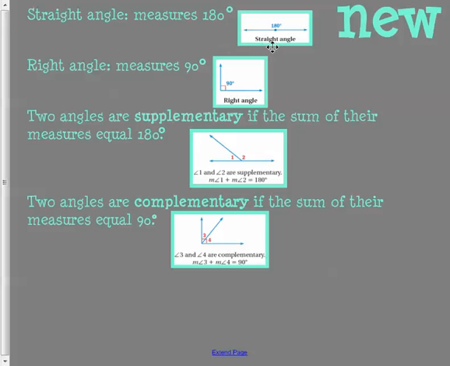We already know a straight line measures 180 degrees. So if we have a supplementary line, then we have two angles together that equal 180 degrees. So angle 1 plus angle 2 equals 180 degrees. If we have a right angle, it measures 90 degrees. So a complementary angle forms a corner like the 90-degree angle, and these two angles together equal 90 degrees. So angle 3 plus angle 4 equals 90 degrees. Make sure you pause the video and take some notes on that.